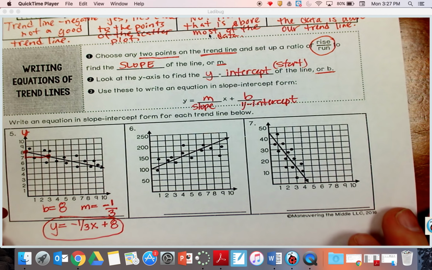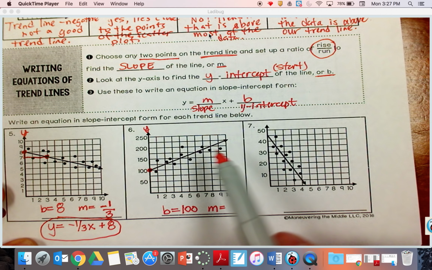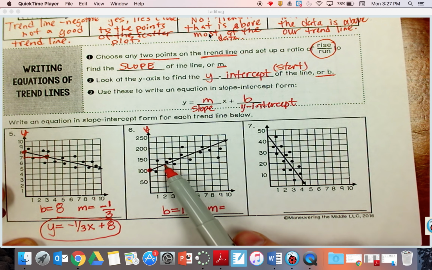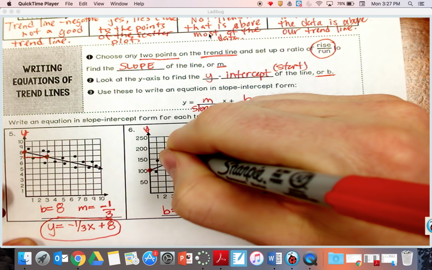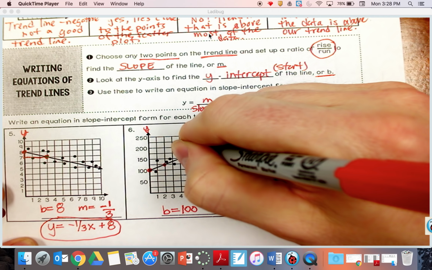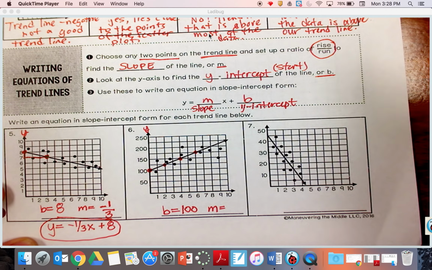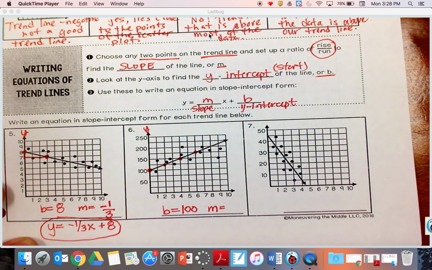Now I need to find my slope. And remember, I find my slope by having 2 points on the trend line, so I can do my rise over my run. So I look here and I find another point. Right there's another point on my trend line where it crosses right there. I know I have another point right there, you can see where they cross on the corners. I have another point right there as well. I can't use these other black dots because those are not on the trend line. I need to use points that are on the trend line.